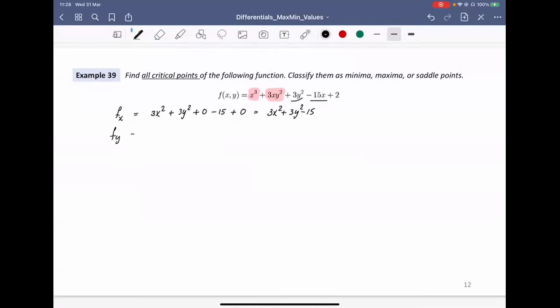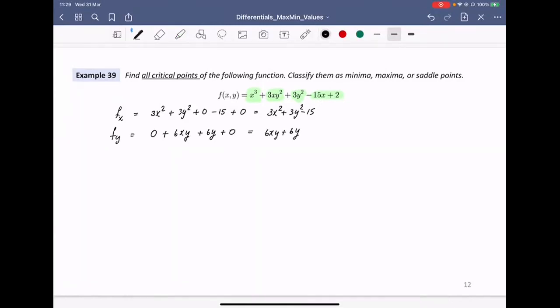Next is the partial derivative with respect to y. I'm going to use another highlighter, so let's do the green one. Here 0, right? And then 3xy squared is 6 times x times y because I differentiate with respect to y. And then this is going to be 6y. The remaining term is a constant, so you get 0. So here you have 6xy plus 6y.